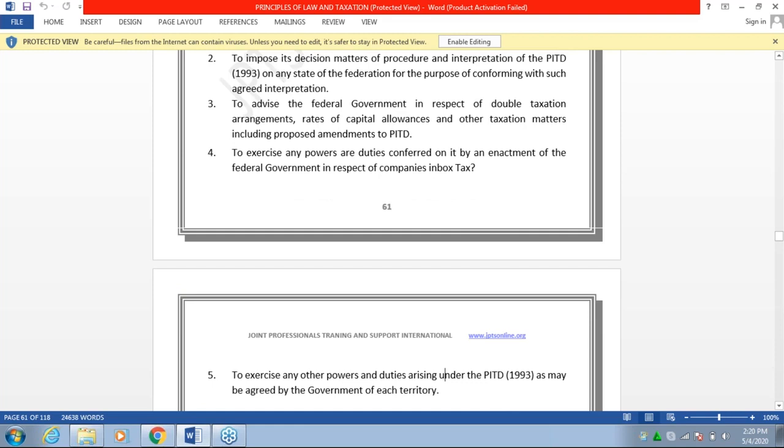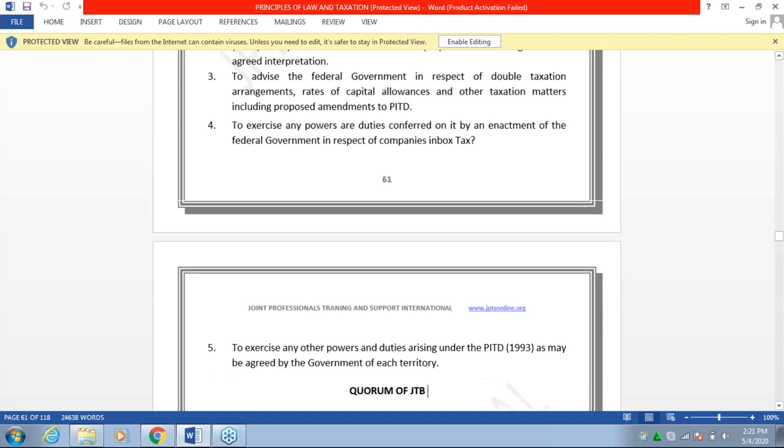To impose its decision on matters of procedures and interpretation of the PITD of 1993 on any state of the federation for the purpose of conforming with the agreed interpretations. They are also there to exercise any other powers and duties arising under the PITD of 1993 as may be agreed by the government of each country. Then to exercise powers or duties conferred on it by an enactment of the federal government in respect of the tax on income tax.